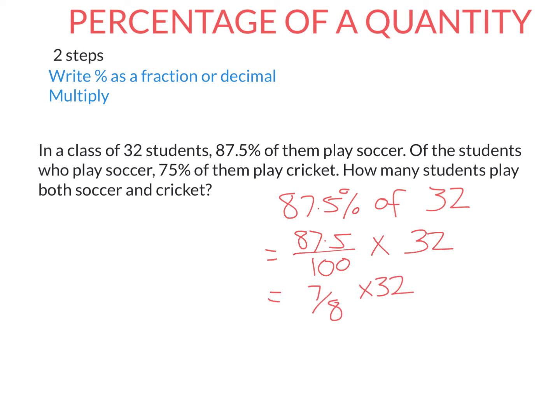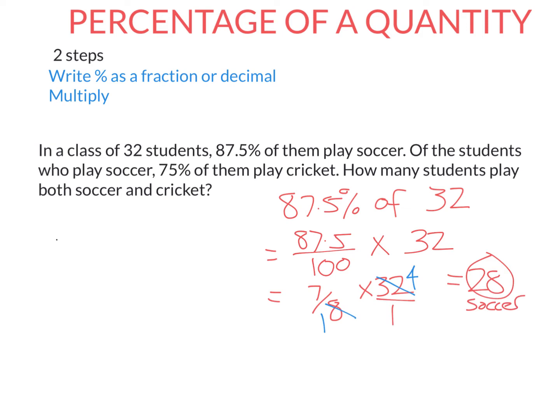So rather than doing 7 times 32, let's cancel. If you're timesing by 32, write it as 32 over 1, 8 goes into itself once, and 8 goes into 32 4 times. So it turns out 87.5% of 32 is 28. This is how many students play soccer.